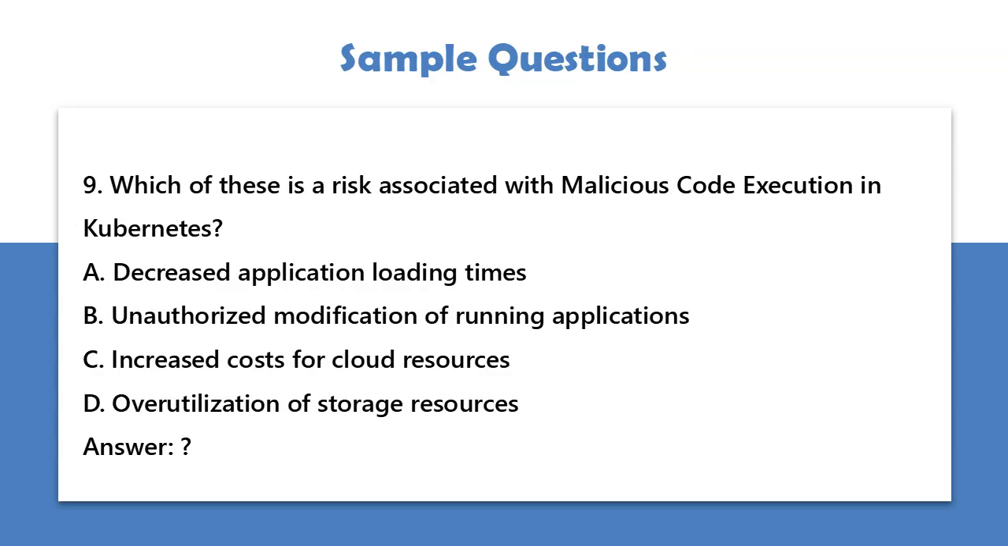9. Which of these is a risk associated with malicious code execution in Kubernetes? A. Decreased application loading times. B. Unauthorized modification of running applications. C. Increased costs for cloud resources. D. Overutilization of storage resources.